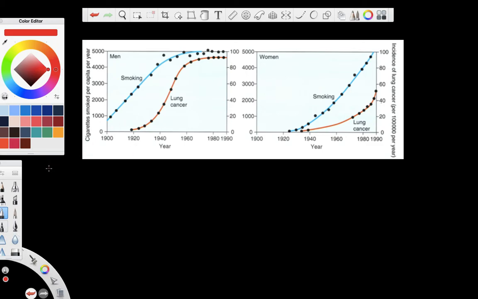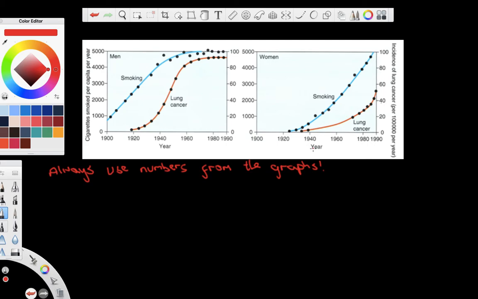The first thing I'm going to write down, if this is an exam, you always use numbers from the graph or graphs.